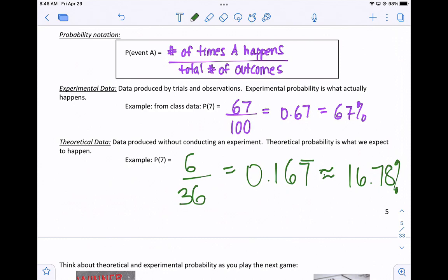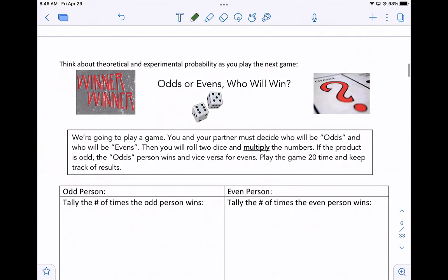So think about the differences between these two. What should happen and what will happen as you play our next game. It's called Odds or Evens. Who will win? All right, we're going to play a game.